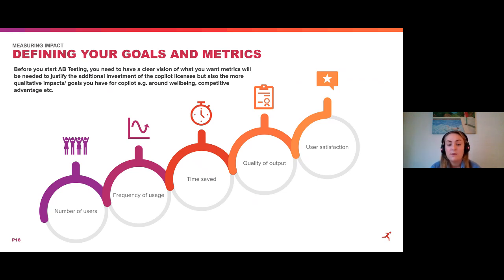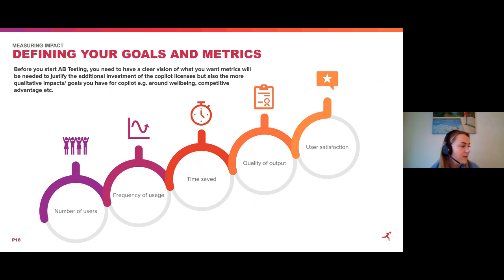So when we do attribute a time saving of 10 minutes versus manually, we can do some calculations based on the number of users and the frequency of use, to see where this impact is going to be had. And that time saved will help us understand that ROI piece. But the two at the top are really important as well. We want to look at quality of output and we want to look at user satisfaction.